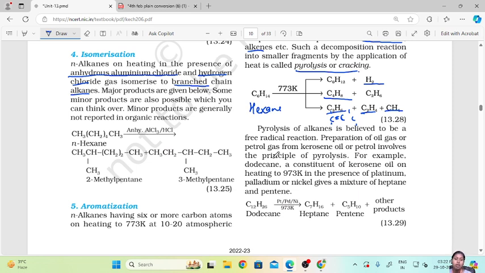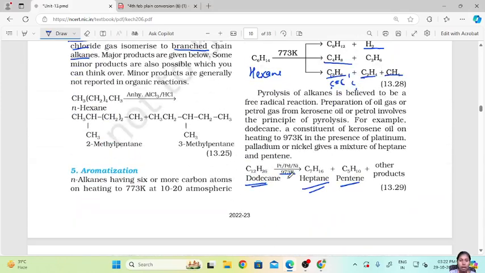Now for example, dodecane, a constituent of kerosene oil, on heating. Dodecane means carbon 12. When you heat it to 973 Kelvin in the presence of platinum, palladium or nickel, any one of the catalysts, it gives a mixture of heptane and pentene, and there are other products also. Okay, so this is what pyrolysis is.